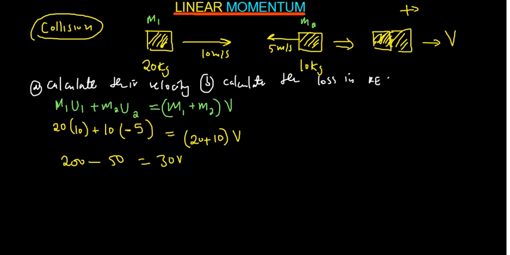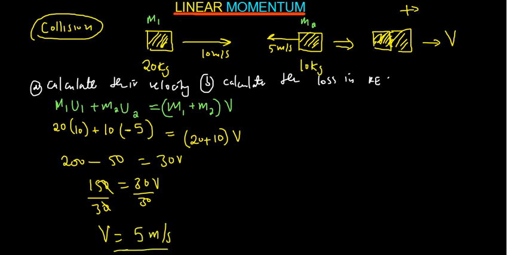200 minus 50, that is 150, is going to be equal to 30v. Divide both sides by 30 to remain with the final velocity. So we find that the final velocity at which they are going to be moving as a unit is going to be 5 meters per second. So this is the velocity at which they are moving. Right, so this is for part A.